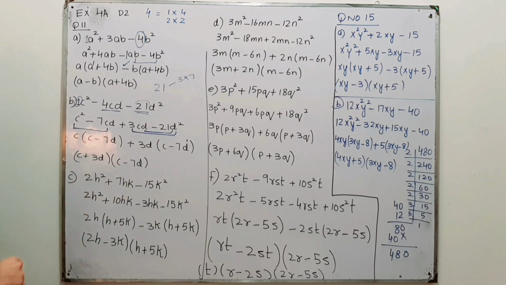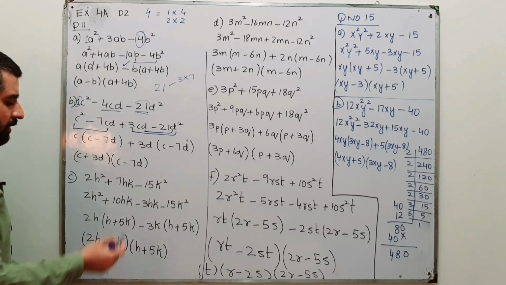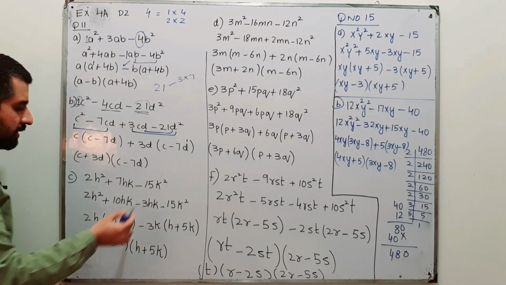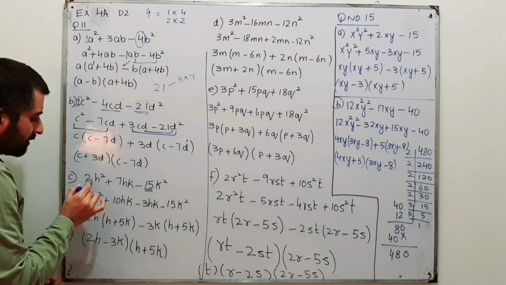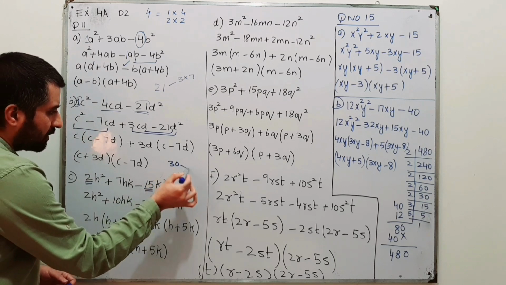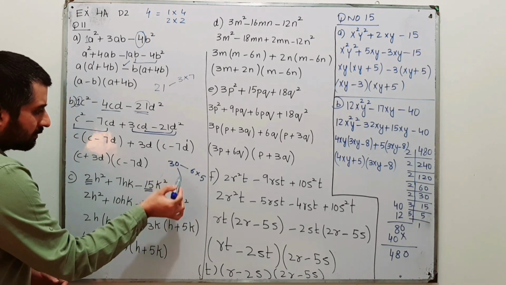Part c: 2h square plus 7hk minus 15k square. Again we have three terms to factorize, so we are going to use the midterm break technique over here. This is 15, this is 2, multiply them. 15 into 2 is 30. The factors of 30 are 6 into 5 and 10 into 3.